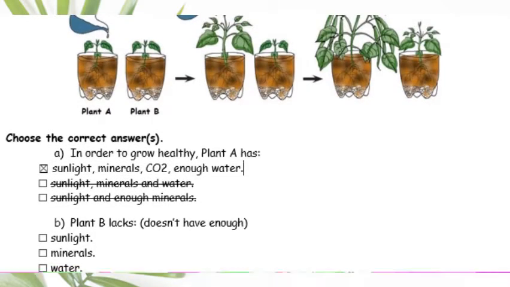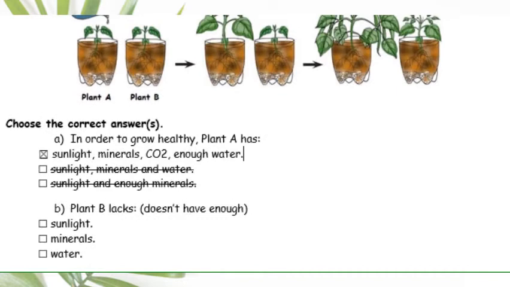Plant B growth is so low. It's growing but so slowly. So this means that there is something missing in here. The plant is suffering from something. Plant B lacks. So plant B doesn't have enough what?